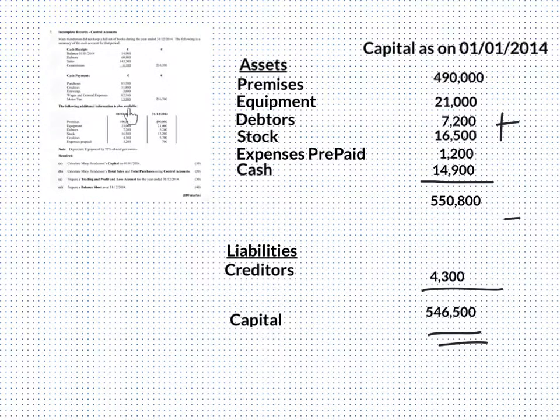We took our opening amounts, so the amounts at the start of the year, and separated them between assets and liabilities, added all our assets up, took all our liabilities, and then subtracted them from each other. So what we're left with is 546,500 of capital at the start of the period. So the wealth that Mary Henderson has at the start of the period can be valued at 546,500.